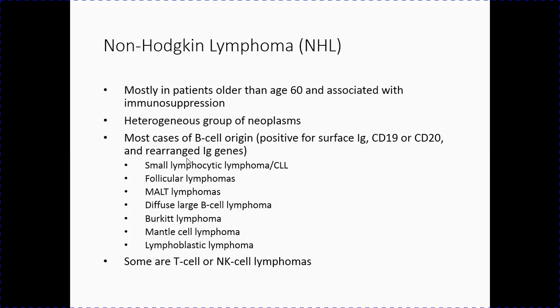There are a number of different kinds of non-Hodgkin's lymphoma, and we're not going to look at all of these today, but you should be familiar with them. We heard earlier about the follicular and the mantle type, which we said were both non-Hodgkin's, but there's small lymphocytic lymphoma, diffuse B-cell, Burkitt's lymphoma, lymphoblastic lymphoma. While most are B cell, some can be T cell or natural killer cell.